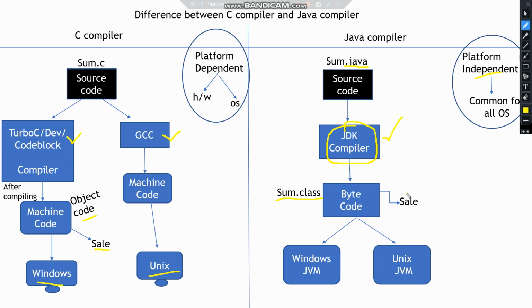Now as you can see, when I sell this, it is common for both operating systems, Windows and Unix. When I sell this code, it will work on both Windows as well as Unix. In Java we have something called the JVM, the Java Virtual Machine, which is platform dependent. So the JVM for Windows is different and the JVM for Unix is different. We'll study the JVM in further lectures. Now moving further, we will move to our next slide.